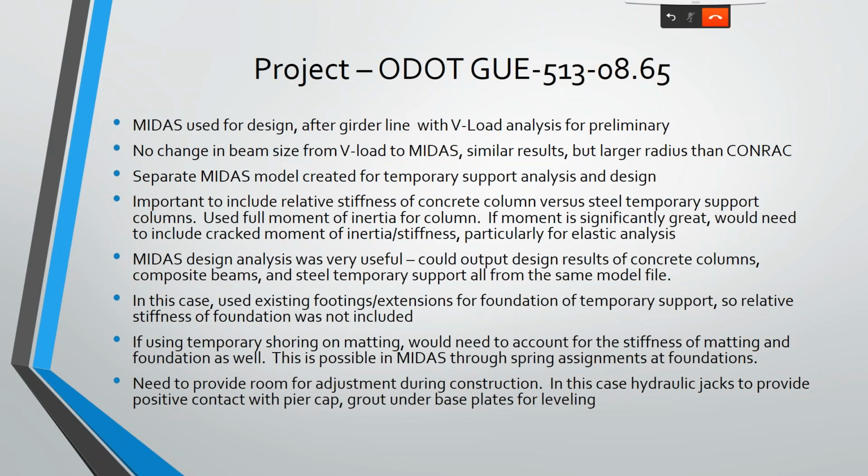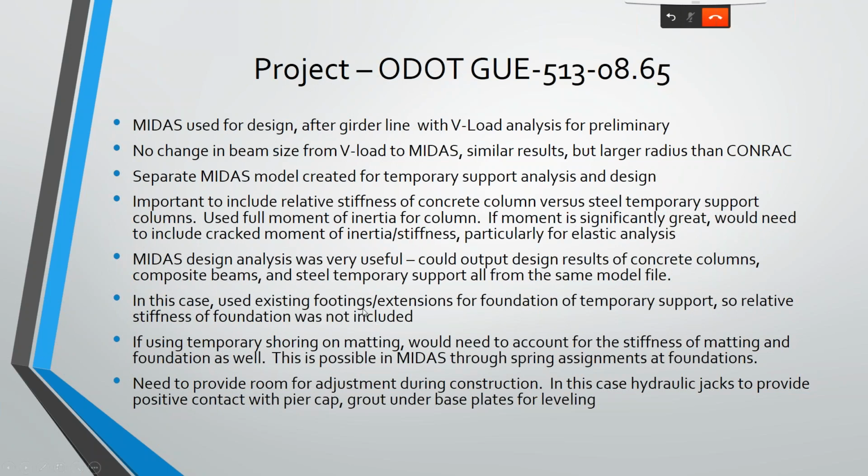The biggest thing for Midas design analysis that was very useful for this was that we could output design results of the composite beam, the concrete column, and the steel temporary support using the three different methodologies of composite, concrete, and steel, all from the same model file. We did not have to have separate model files. We could use all of those separate codes at the same time, well, same code, but separate chapters of the code.